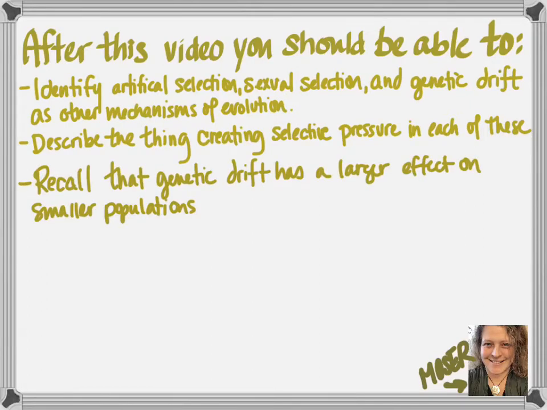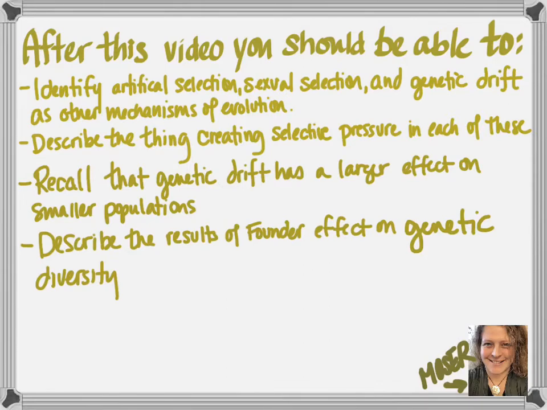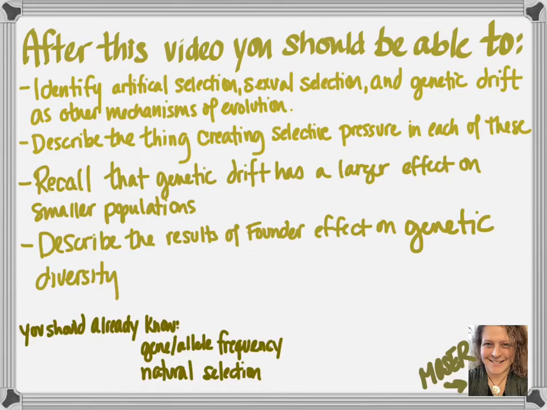It'd be great if you could recall that genetic drift has a bigger effect on smaller populations, and what genetic drift is, and describe the results of founder effect on genetic diversity. You should already know what gene and allele frequency are, and you should understand what natural selection is and the basics of how it works.